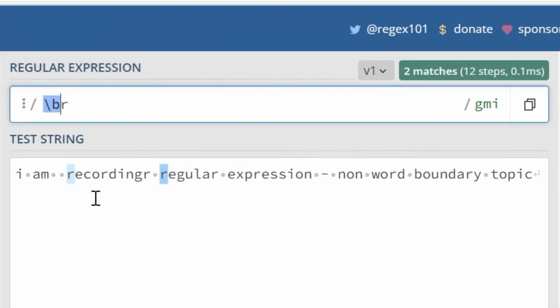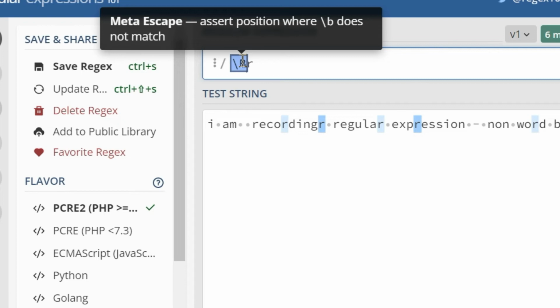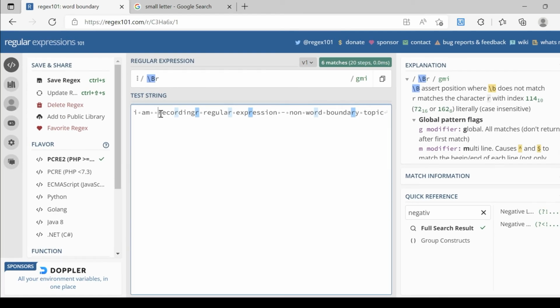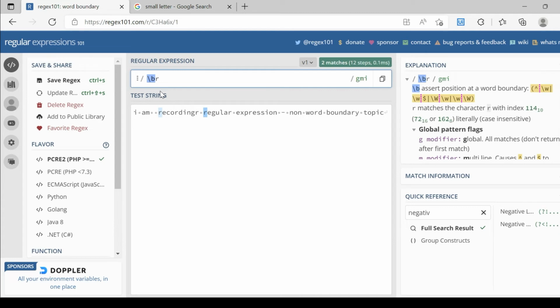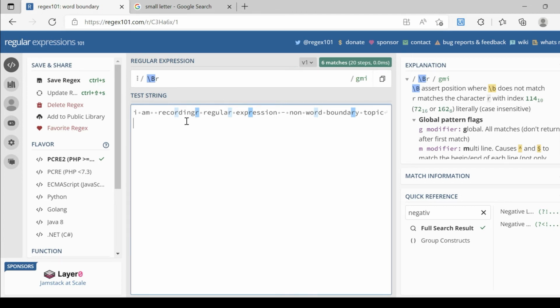Now what is non-word boundary? Capital B. Now I will hover my mouse over this: asserts position where word boundary, that is smaller letter b, does not match. So word boundary does not match here because it will try to match only at the start of the word. If we use word boundary and just the letter r, it will try to match only at the beginning of the word. Now if I use non-word boundary, it will try to match the character r wherever word boundary cannot match. You can see word boundary cannot match this character r because it will look only for the character r at the beginning of the word, and it is also matching here, and this character also matched here. You can see totally 6 matches are there.